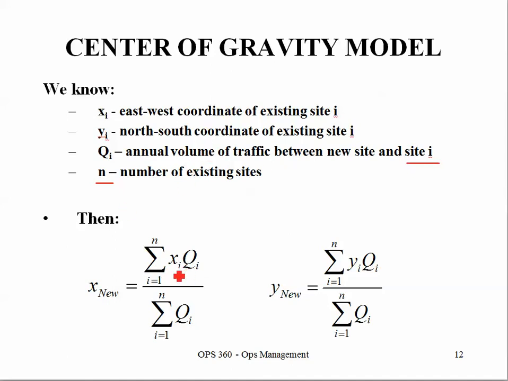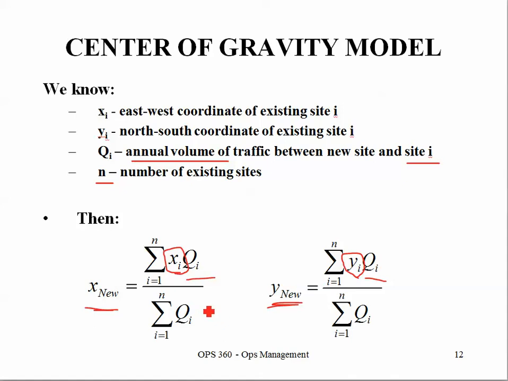If we know what those east-west coordinates are for each of the existing sites, and we know what the annual traffic volume is for each of the existing sites, the formula to find the general location of our new site, both in terms of an east-west coordinate and a north-south coordinate, is fairly straightforward. We're just going to take weighted averages of the east-west coordinates and the north-south coordinates for the existing sites, and those weights will be determined by the amount of traffic we're already shipping to those sites.